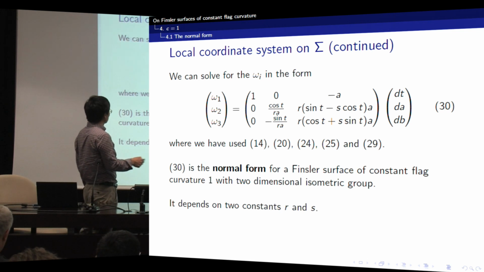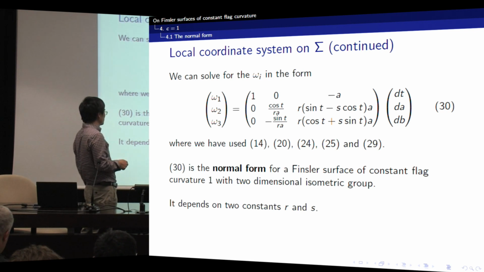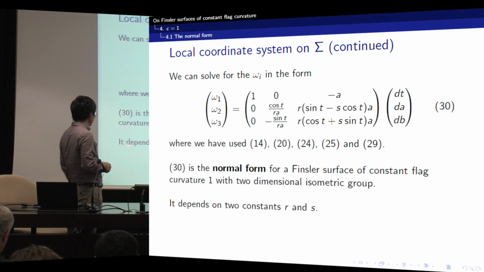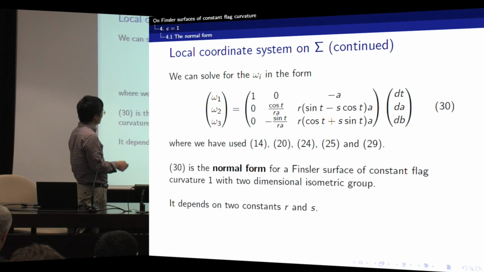So 13 is a normal form for a Finsler surface with constant flag curvature 1 with a two-dimensional isometric group. It depends on two constants, one is R and another one is S. So we conclude the theorem 4.1. The space of the Finsler metrics of constant flag curvature 1 with two-dimensional isometric group depends on two arbitrary constants. The first one is R and the other one is S.